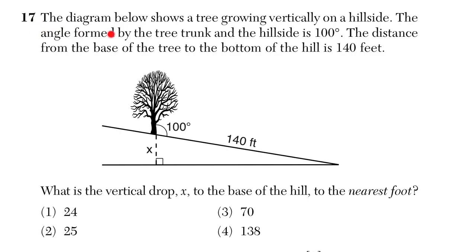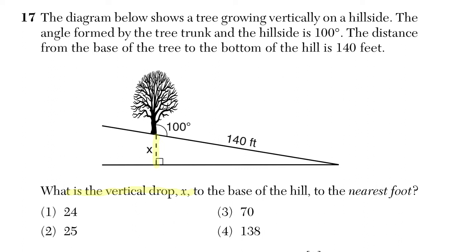Question number 17. The diagram below shows a tree growing vertically on a hillside, and the angle formed by the tree trunk and the hillside is 100 degrees. The distance from the base of the tree to the bottom of the hill is 140 feet. And it says, what is the vertical drop, x, to the base of the hill, right there, to the nearest foot?